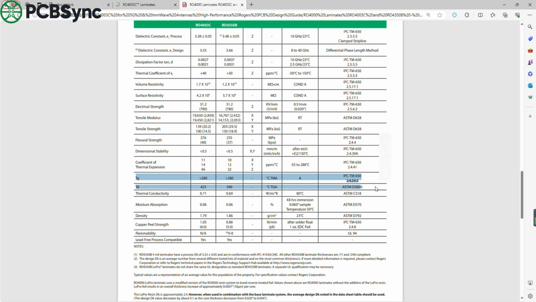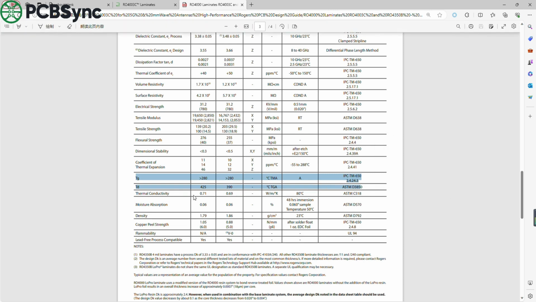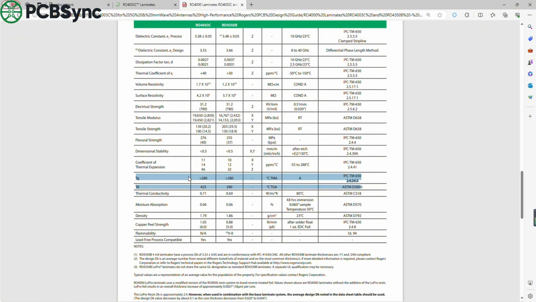Next are two parameters that are easily confused, TG and TD. The glass transition temperature of RO4003 is greater than 280 degrees Celsius. TG indicates the temperature limit at which the mechanical and thermal properties of the material's resin system begin to change significantly. The typical decomposition temperature of RO4003C is 425 degrees Celsius. TD refers to the temperature at which the material begins to undergo significant decomposition during thermogravimetric analysis.